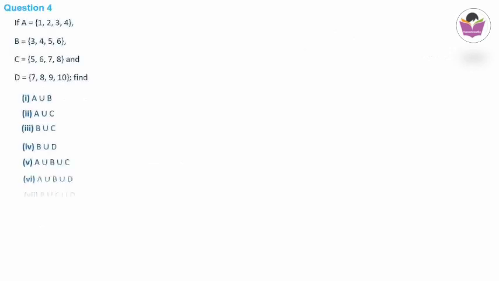Next, there is question number 4. In this question, you can see A is the set of 1, 2, 3, 4, B is the set of 3, 4, 5, 6, C is the set of 5, 6, 7, 8, and D is equal to the set of 7, 8, 9, 10. And A union B, A union C, B union C, B union D, A union B union C, A union B union D, B union C union D. So these are the questions we are asked to find out. You will do these as homework.